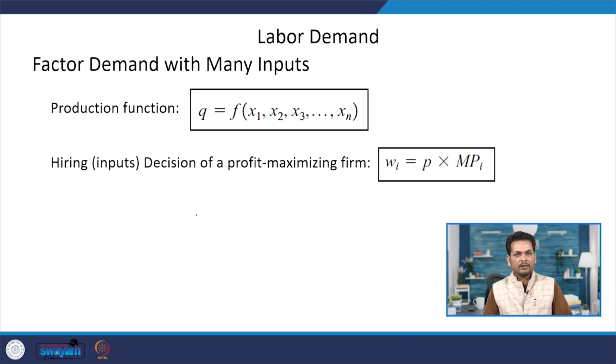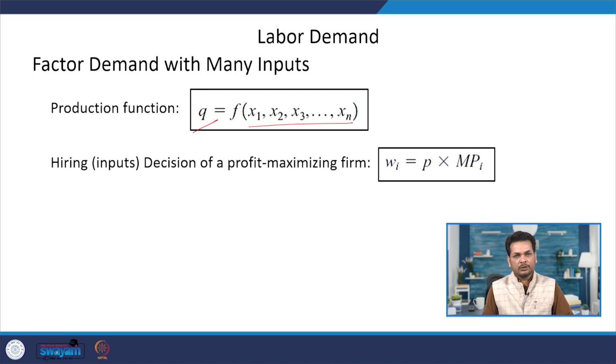There are clearly many different types of workers, such as skilled and unskilled. There are many types of capital, such as old machines and new machines. So, if we extend the production function, we can write it like this: Q, the output, is a function of a number of factor inputs ranging from x1, x2, x3 to xn.